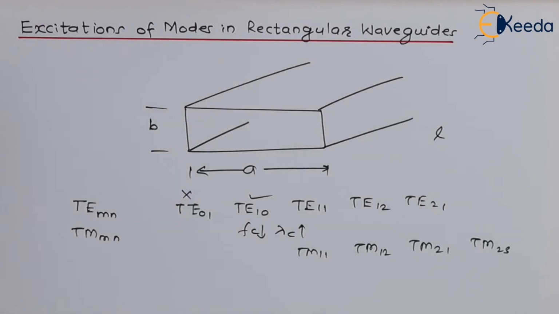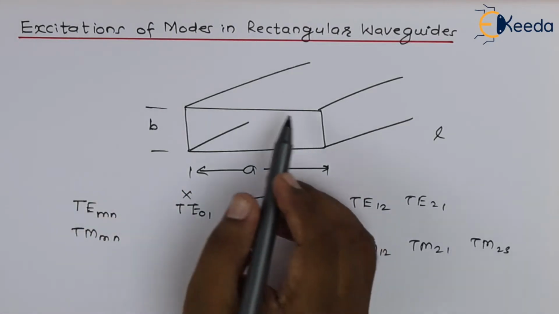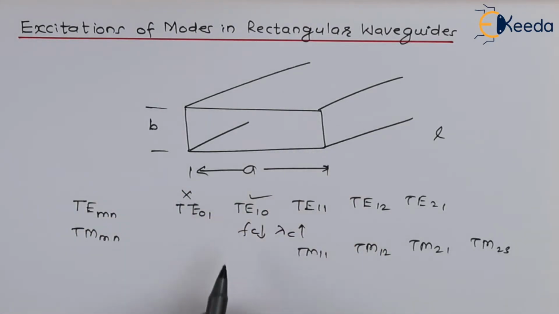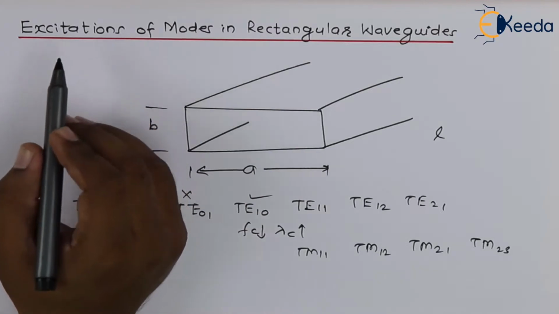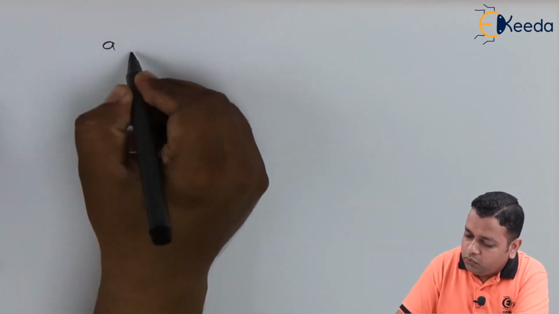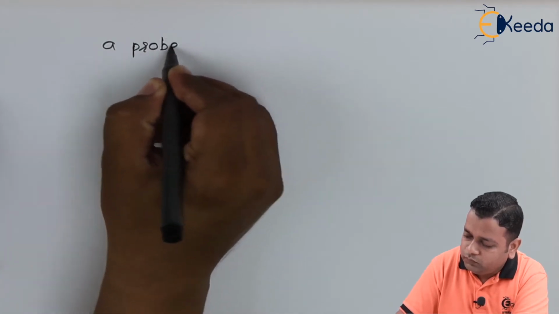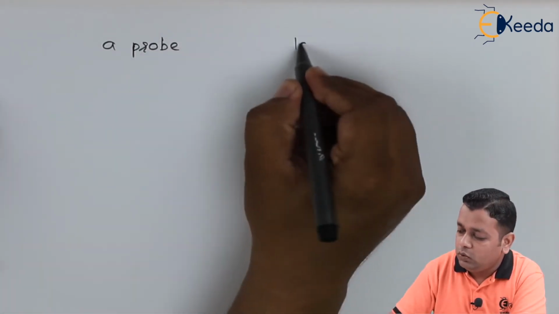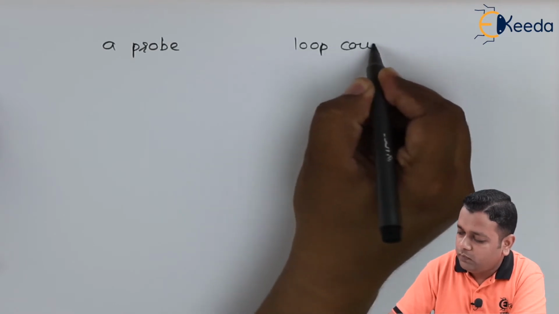So with what particular technique in practicals the waveguide can be excited to a particular mode, this is called as excitation of modes. So the practical solution is very simple. The excitation of modes inside the hollow cavity of rectangular waveguide is made up either by a probe or a loop coupling device.